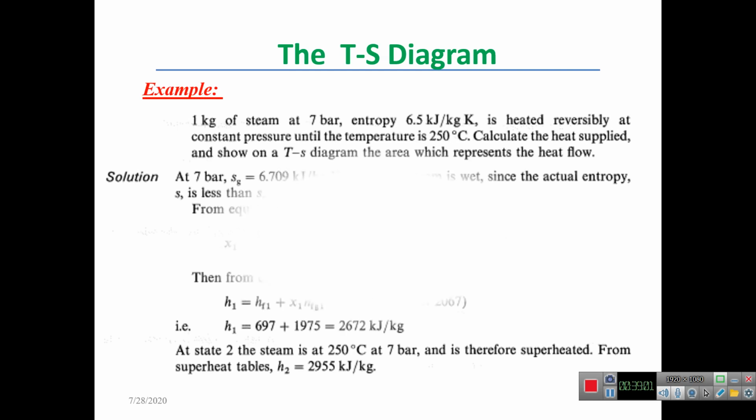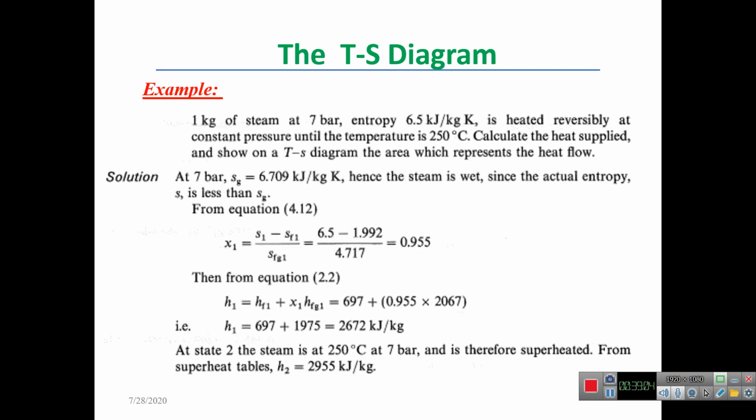Now let us consider an example on applying the T-S diagram for vapor substances. If we have 1 kilogram of steam at 7 bar and having an entropy of 6.5 kilojoule per kilogram Kelvin, so this is state 1. Our state 1, we have a mass of steam of 1 kilogram having a pressure of 7 bar and an entropy of 6.5 kilojoules per kilogram Kelvin. Now, this amount of steam is heated reversibly at constant pressure until the temperature is 250 degrees centigrade.